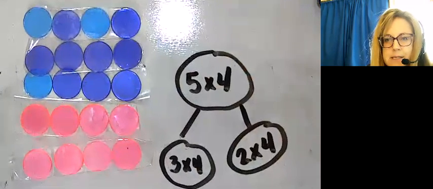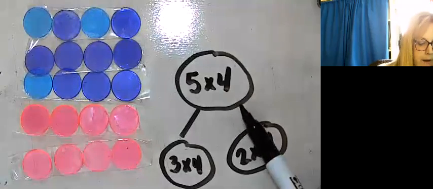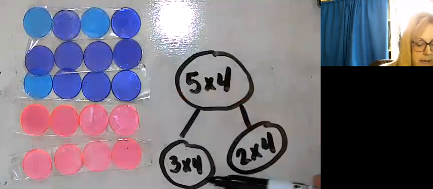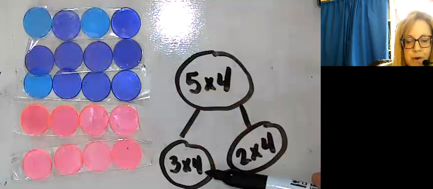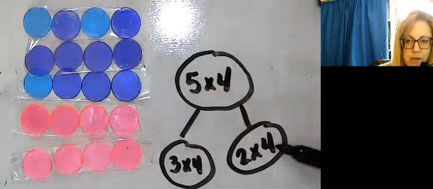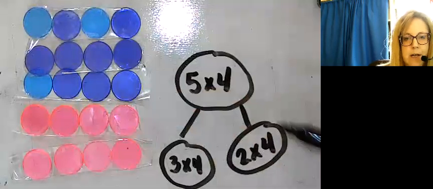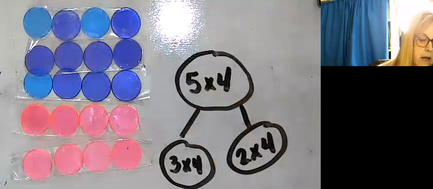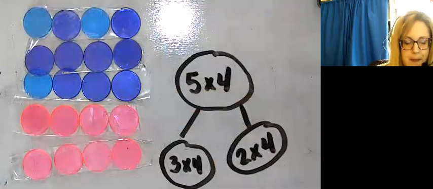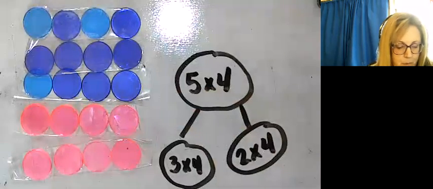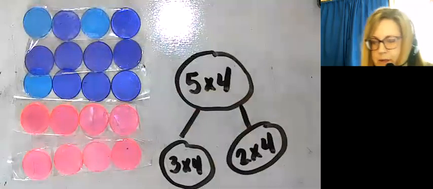Basically what I'm saying is, to get 5 4s, I could break my array here and say, all right, well, I could find the answer to 3 4s, or 3 groups of 4, plus I could find the answer to 2 groups of 4, or 2 4s, and end up finding the answer to 5 4s, which actually equals 20, right? So remember, we have a part whole for that.